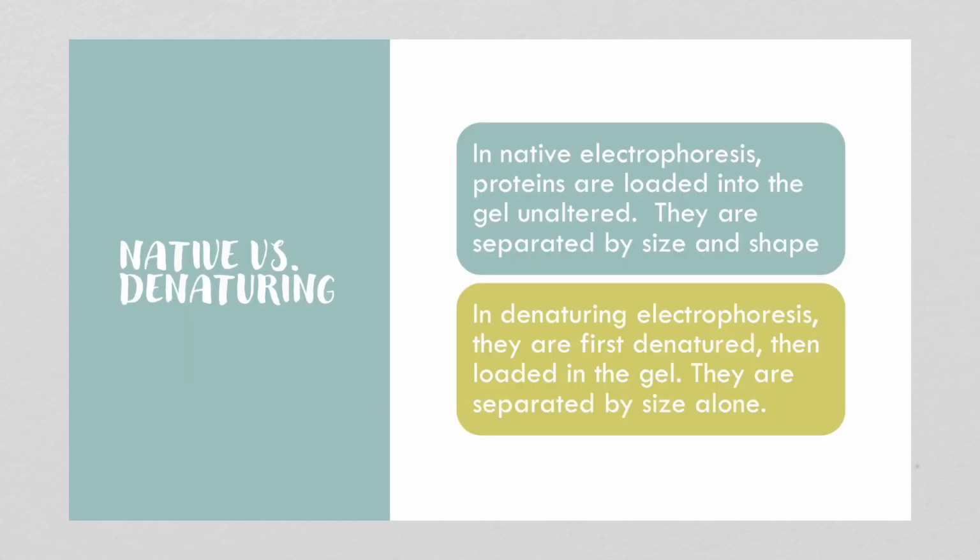So there's two different types of gel electrophoresis. There's native and denaturing. In native electrophoresis, the proteins are loaded in the gel unaltered, so they haven't been affected, and they are simply separated by their size and shape. In denaturing electrophoresis, they're denatured first, then they're loaded into the gel, and this time they're only being separated by their size.